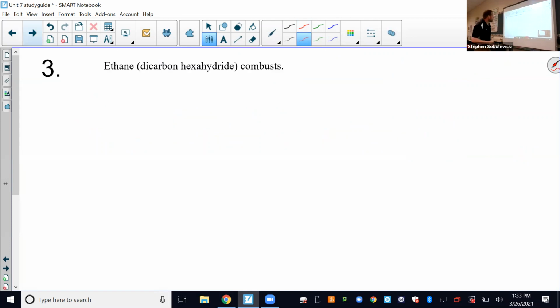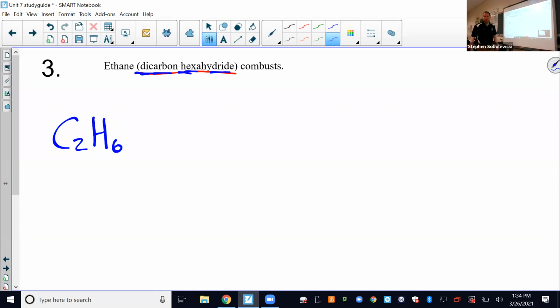Number 3, ethane, which is dicarbon hexahydride, combusts. Now you don't need to know ethane, that's an organic chemistry term, but you do need to know this. So dicarbon hexahydride, this is going to be covalent, so we just literally take the dicarbon and write C2, hexahydride and write H6. You don't simplify this down, you don't crisscross charges, there are no charges. This is covalent, not ionic. So anytime you see these Greek prefixes here, breathe a sigh of relief because you don't even have to think about the periodic table or crossing charges or anything. Just write what's given.